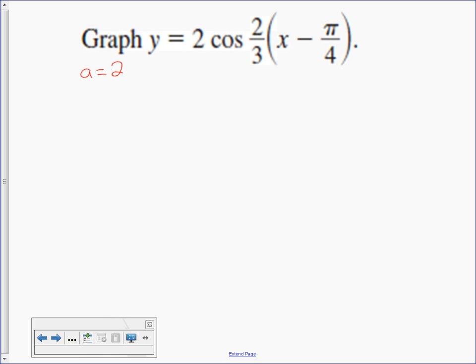A value is 2. B value is 2/3. H value, see if you remember this. What's your h value? It's pi over 4. Good. Remember, it's the opposite of the sign. And the k value is 0. Remember that trick: if you're dealing with h values, change the sign. K value, keep the sign. So every one of these points is going to move in what direction?